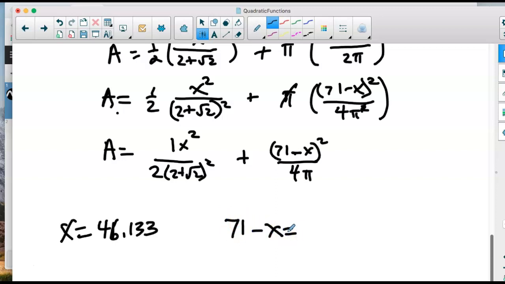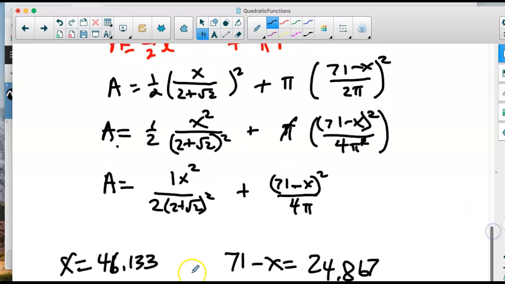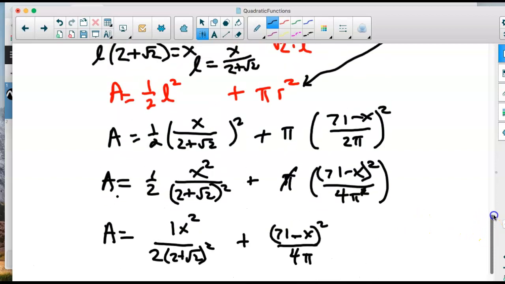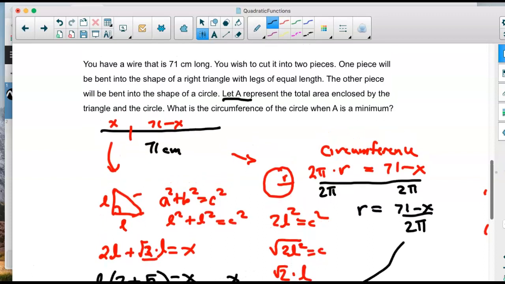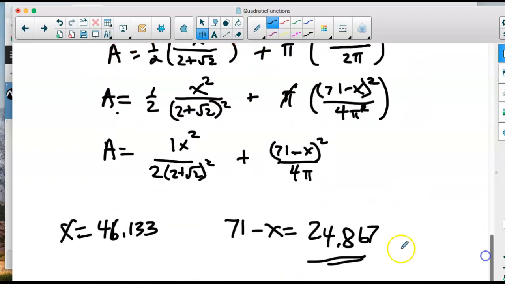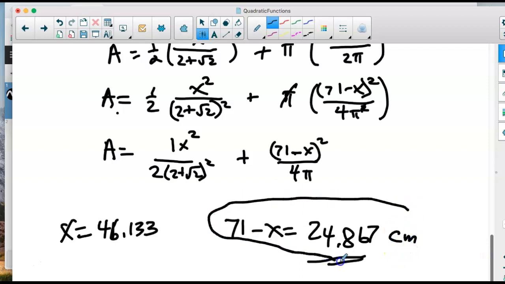So that would be, we get 24.867. So this is going to be our answer because that's the circumference. This is the perimeter of the triangle, and then what's left over is the circumference of the circle. And that's in centimeters. So centimeters is our answer. 24.867 centimeters is the circumference of the circle.